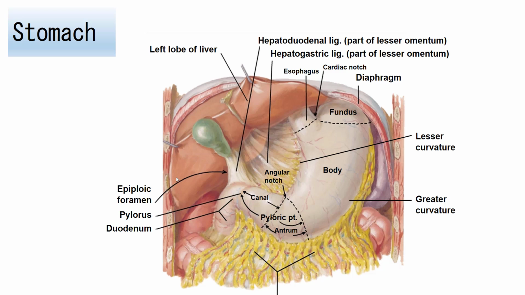If you put your finger in here, as the arrow indicates, you will be going through the epiploic foramen and end up in the lesser sac. Anterior relations of the stomach are the left lobe of the liver, the diaphragm, and the anterior abdominal wall.